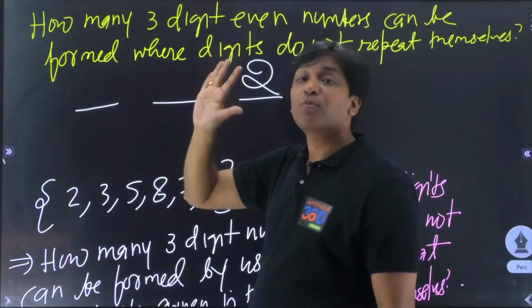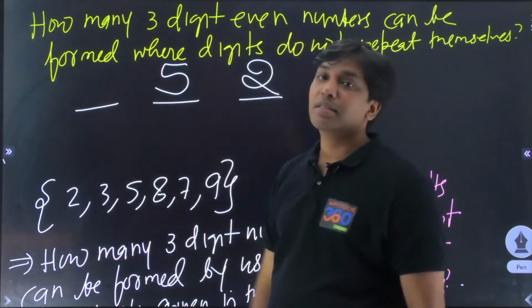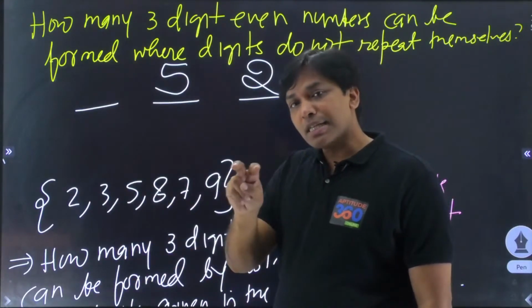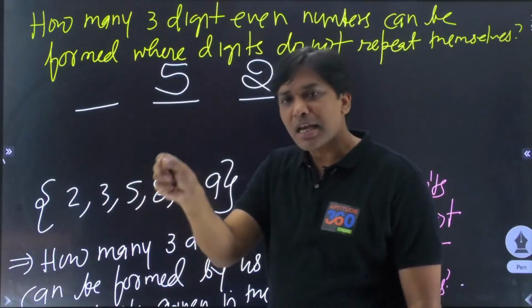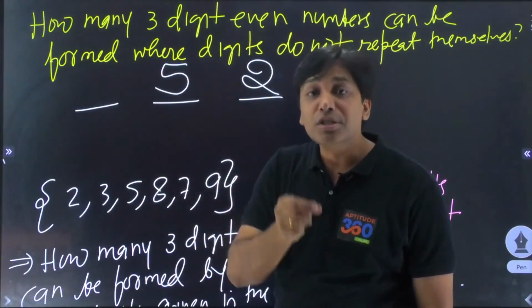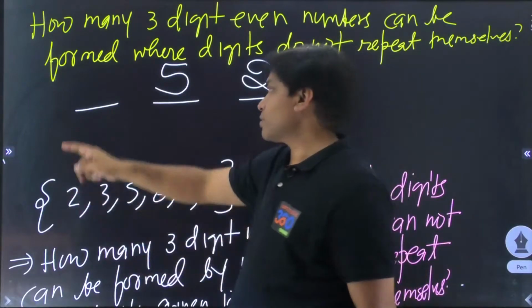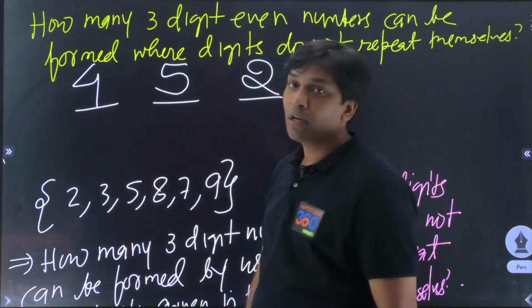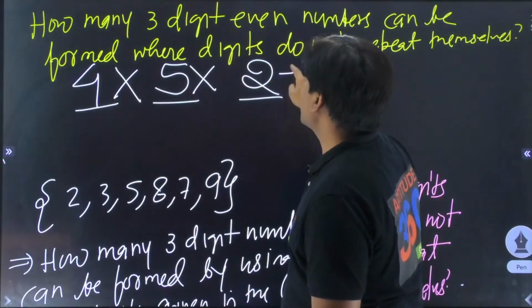So how many digits are we left with? 5. So this will be accommodated in how many ways? 5 ways. And out of 6, 2 digits have already been placed, one at tens place, the other at unit place. So how many digits are we left with? We are left with 4 digits, isn't it? So 4 into 5 into 2. What is the answer? 40.